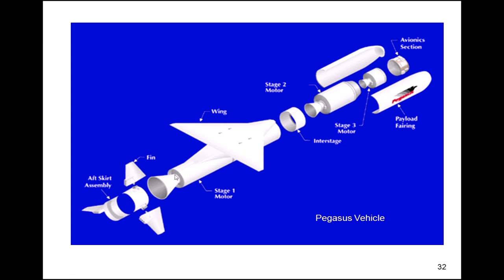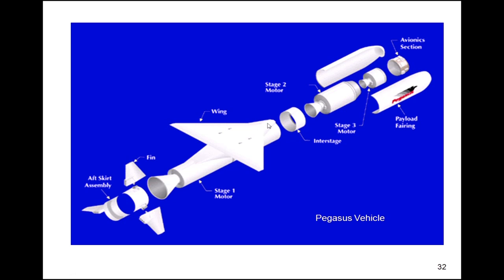Now this first stage motor here is fixed, and by the way, these 3 motors are all solid fuel motors. First stage nozzle is fixed, but these fins on the aft skirt are movable. They're attached to actuators, and those actuators can provide the necessary steering and course correction for the Pegasus vehicle so it can stay on its proper trajectory.